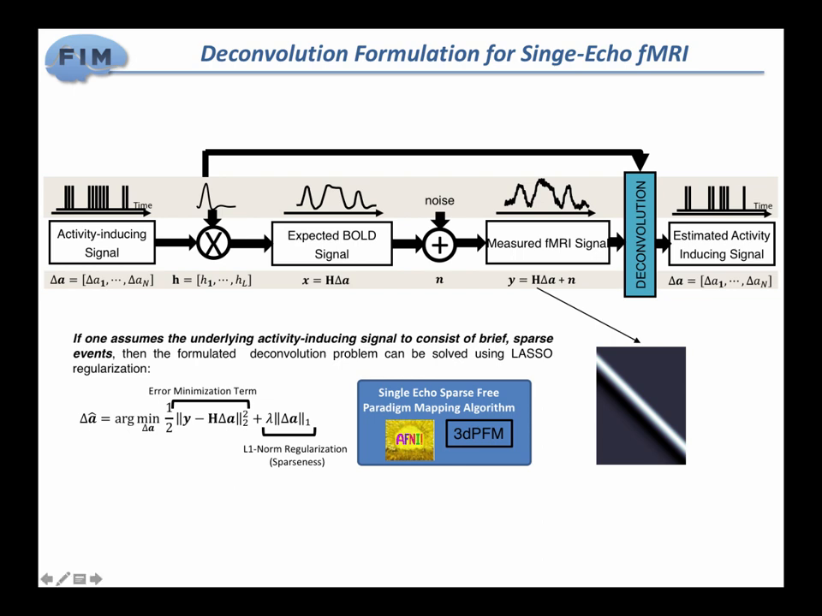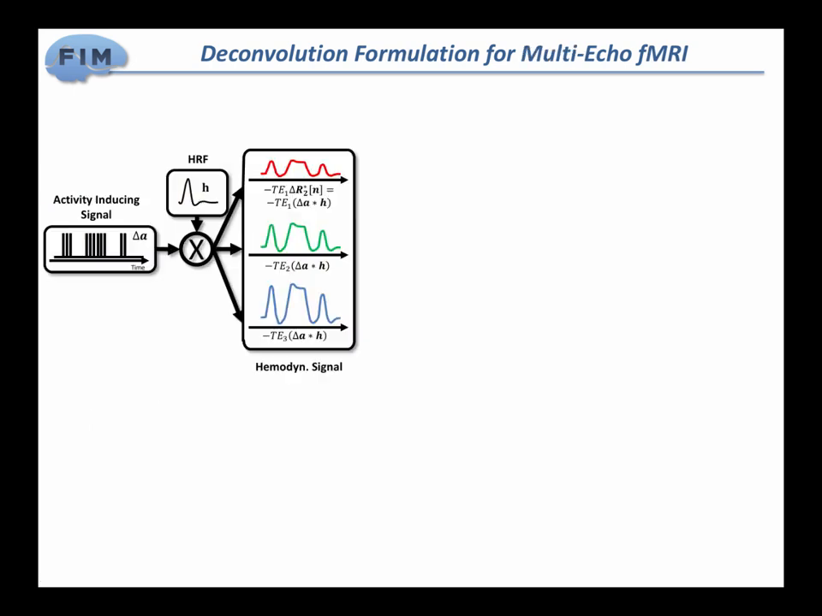And you do that using a regularization term here. What you're trying to do when solving this deconvolution problem is to make sure that your estimated signal is as close as possible to your original signal, but also, for very small values, to put them to 0 using an L1 term here. This has been tested and used in the past, and it's available in AFNI as a program called 3dPFM. So what we did is to extend this to the multi-echo case.